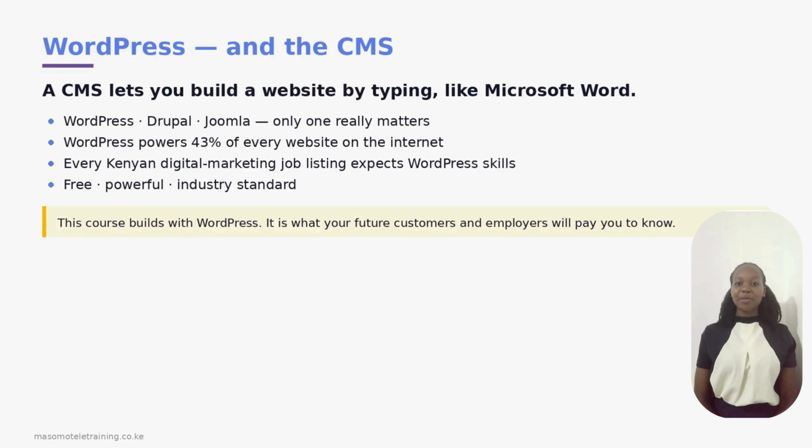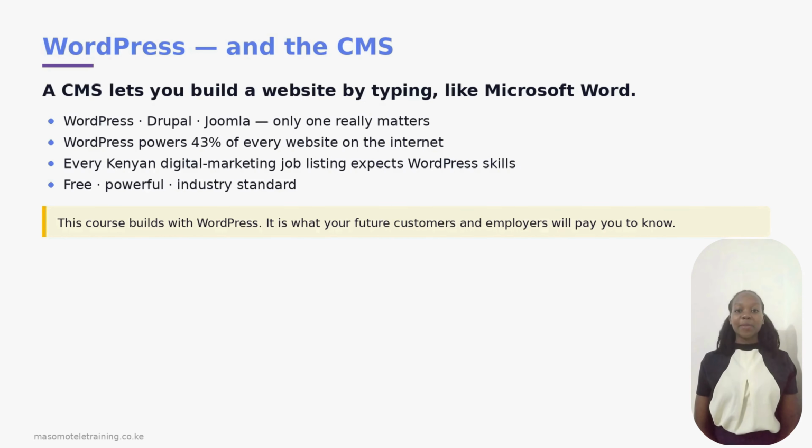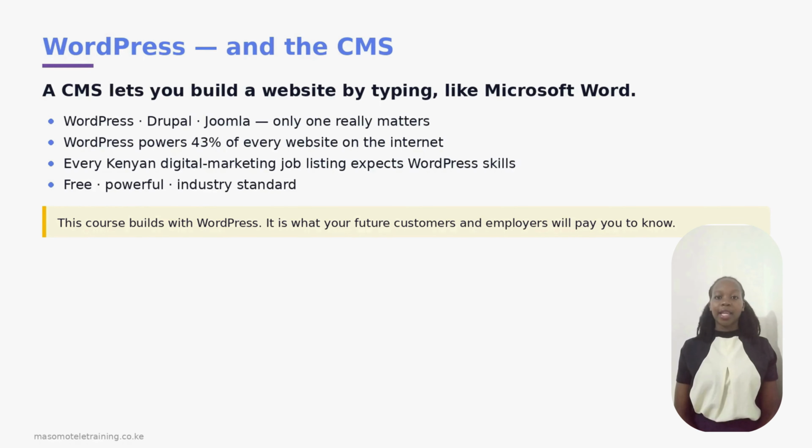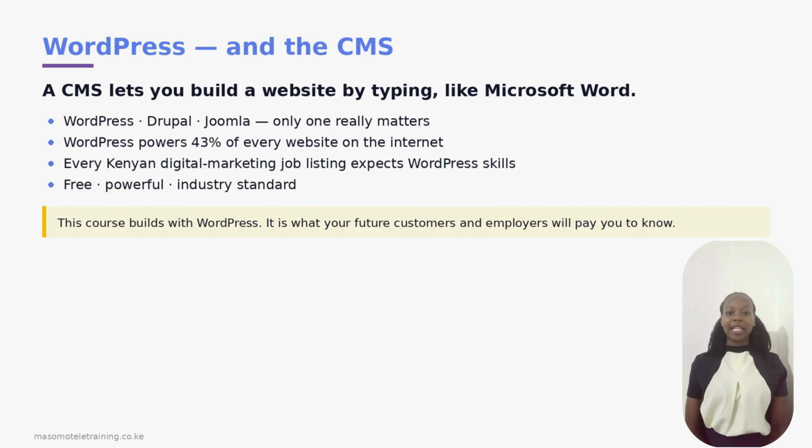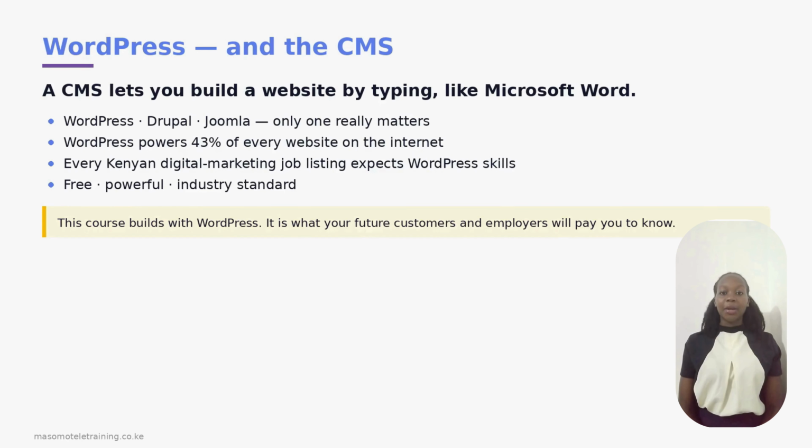You do not need to write code to build a website. A content management system, a CMS, lets you create and update content by typing, exactly like Microsoft Word. 3 names are common: WordPress, Drupal, and Joomla. But only one really matters. WordPress powers 43% of every website on the entire internet. Every job listing for a Kenyan digital marketing role expects WordPress skills. In this course, we build with WordPress. It is free, powerful, and it is what your future customers and employers will pay you to know.